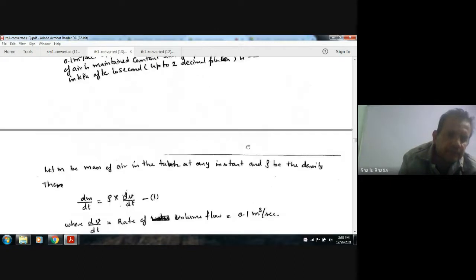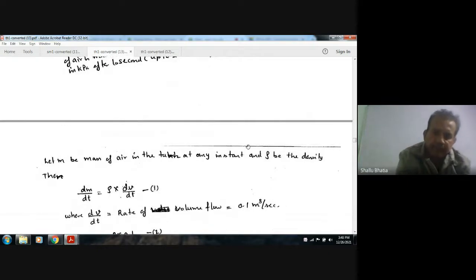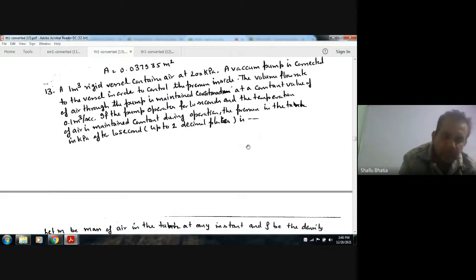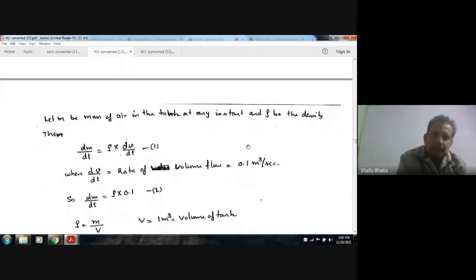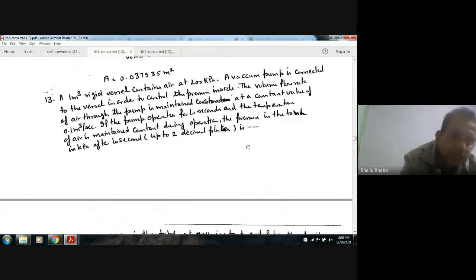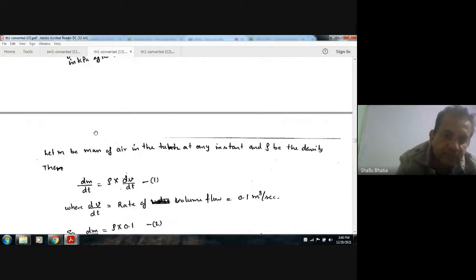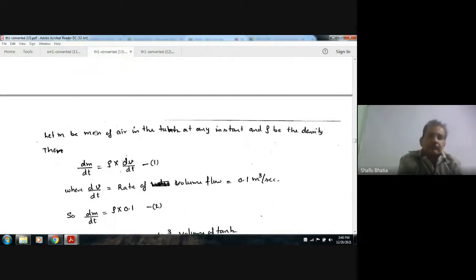Okay, let m be the mass of the air in the tank at an instant, and the volume is 1 meter cube. At an instant the mass is m. Volume will remain constant, and let rho be the density. Now as the pumping of 0.1 meter cube per second of air is taking place, the mass is also decreasing. But the density of air is constant, so change in mass per unit time is equal to rho into dV by dt, and dV by dt is nothing but the volume flow rate, 0.1.